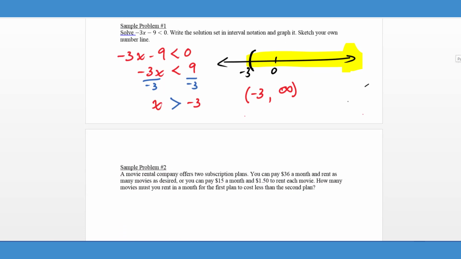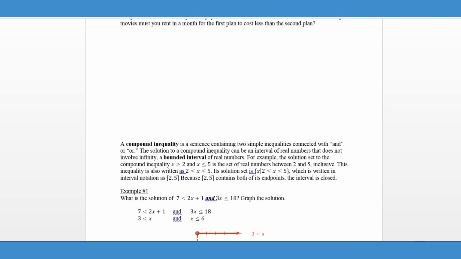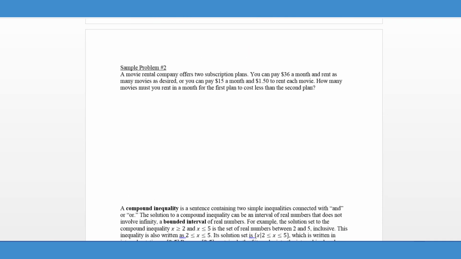We've added one more here, a word problem, in sample problem number 2. For sample problem number 2, you need to create your own inequality. So that's probably the challenge here. So let's take a moment to try to work that problem and then come back and take a look at the solution. Okay, so the first thing I'm going to do is define my variable. I'm just going to say n is equal to the number of movies that we would rent.